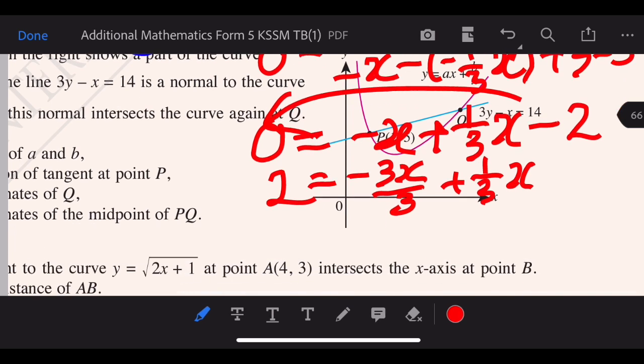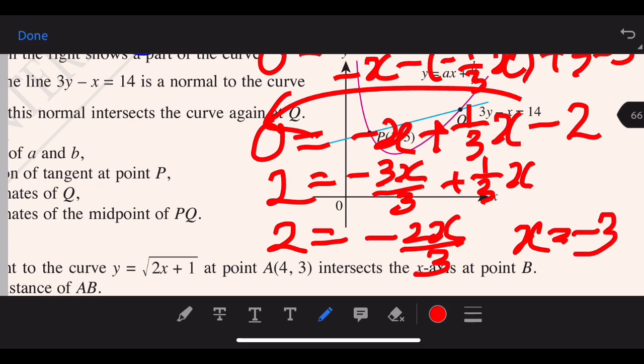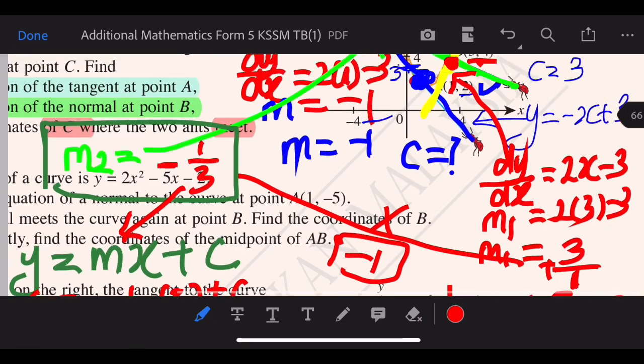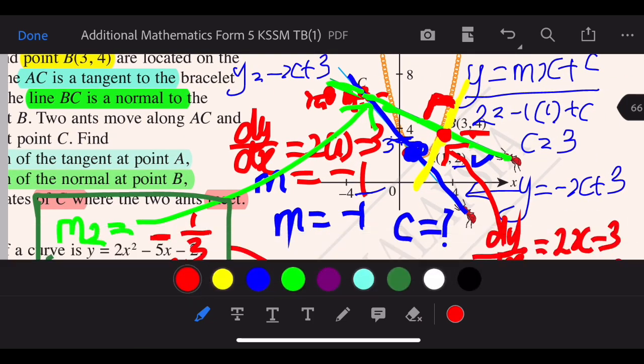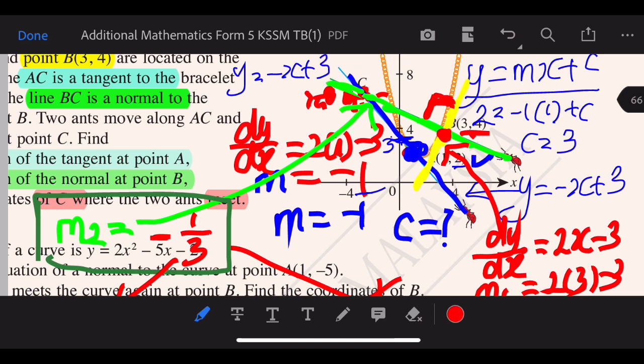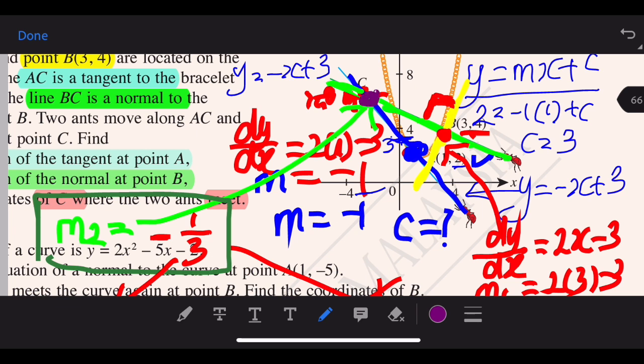Alright, so I will have the answer. 2 is negative 2x over 3. So finally, my x is negative 3. Let's check whether it is logical or not. Yeah, it looks quite logical. It's going to the negative side, isn't it? See, this point is actually heading to negative 3. This is negative 4, quite close to negative 4.